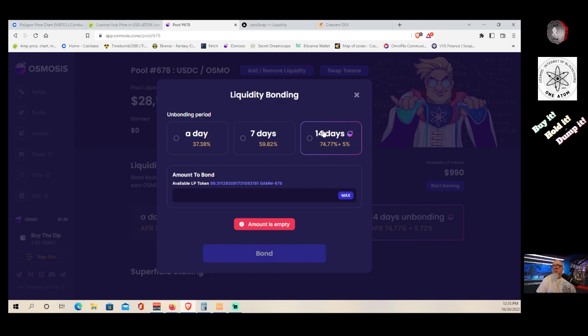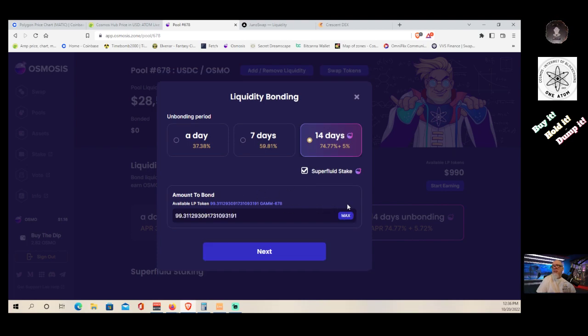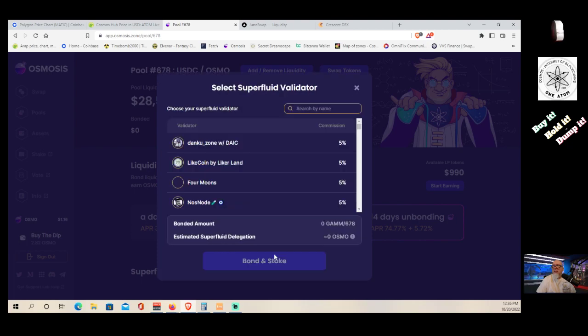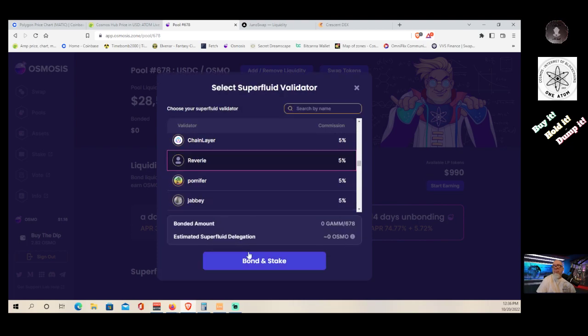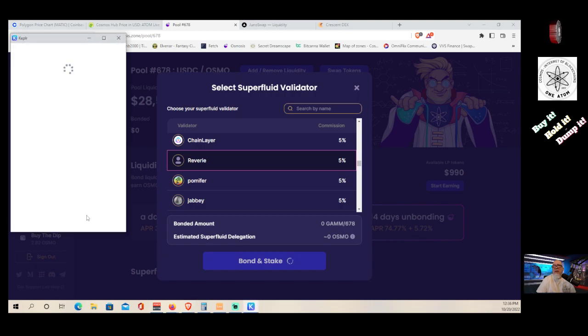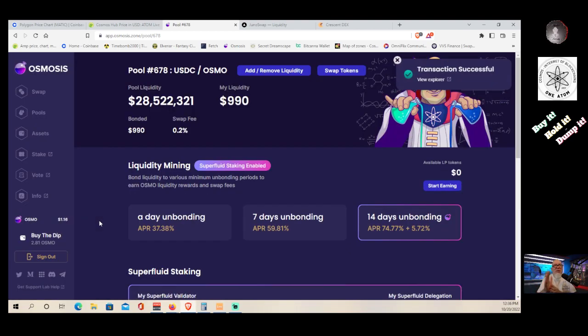Once it's in, we're going to start earning this. Now we're going to lock this in here for 79% because we're also going to superfluid stake. So we're going to go max. We're going to go next. It's going to ask me to pick a validator. I don't really care which one. We're going to go with Reverie. And we're going to bond it, and we're going to stake it, and we're going to be off and running. So for this pool right here, I'm already down $10 versus the AMP, but I had to round the AMP up as well. Again, I'll clean it up after the video, but there's the point I'm making.